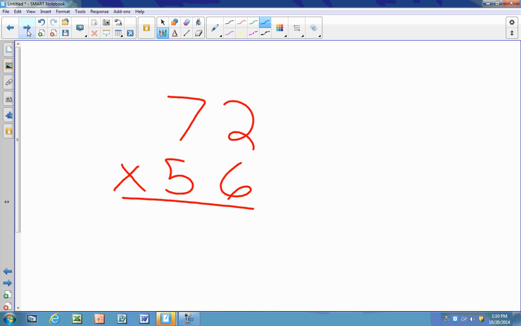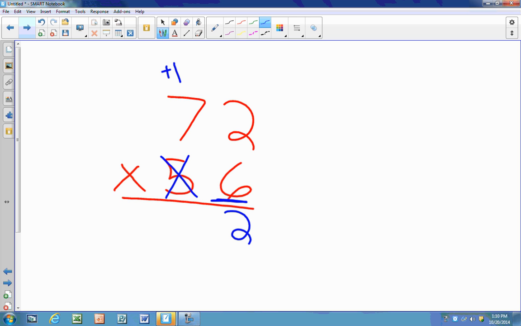Next example, we have 72 times 56. This time I'm not going to do the circling, but we start. I'm going to cross out my 5, and we're only going to look at 72 times 6, and I start in my ones place, so 6 times 2 is 12. I put my 2 down, I carry my 1. I'm going to add a 1 in. So I'm done with 6 times 2, so now I'm going to do 6 times 7.